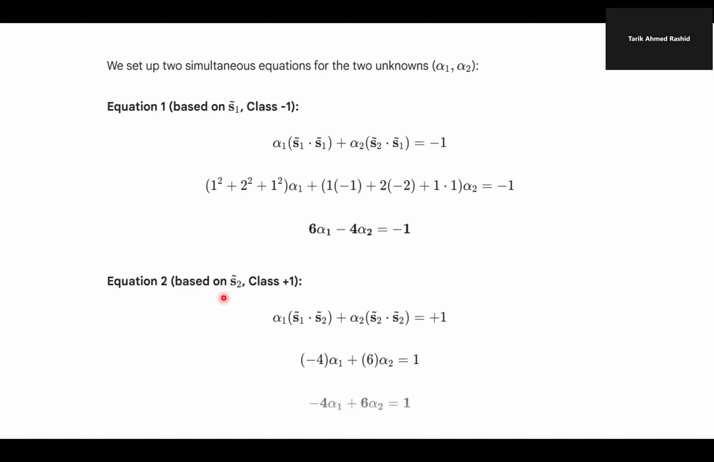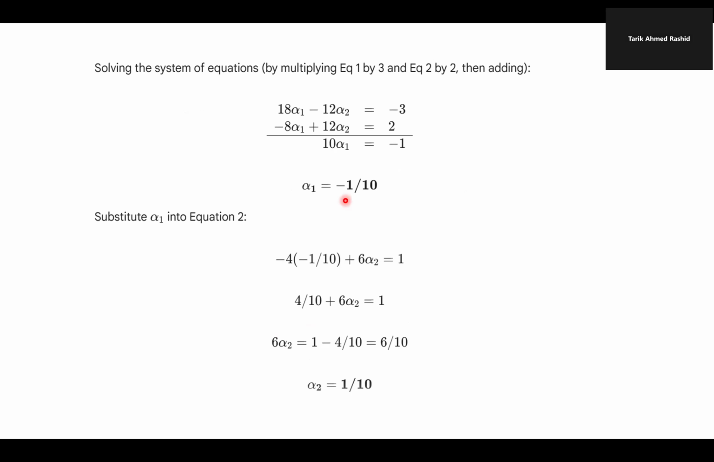Likewise, we will do the second equation: alpha 1 support vector 1 multiplied by support vector 2, plus alpha 2 support vector 2 multiplied by support vector 2, plus alpha 3 support vector 3 multiplied by support vector 2, plus alpha 4 support vector 4 multiplied by support vector 2. So that's the two equations, and we solve them. The first alpha equals -1 over 10, and the second alpha is 1 over 10.